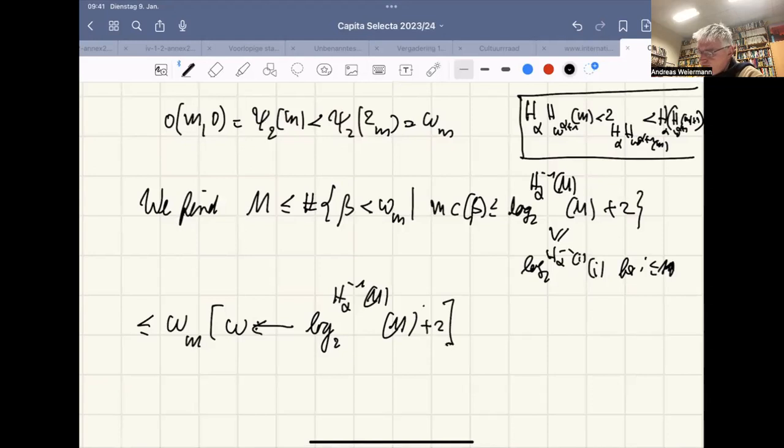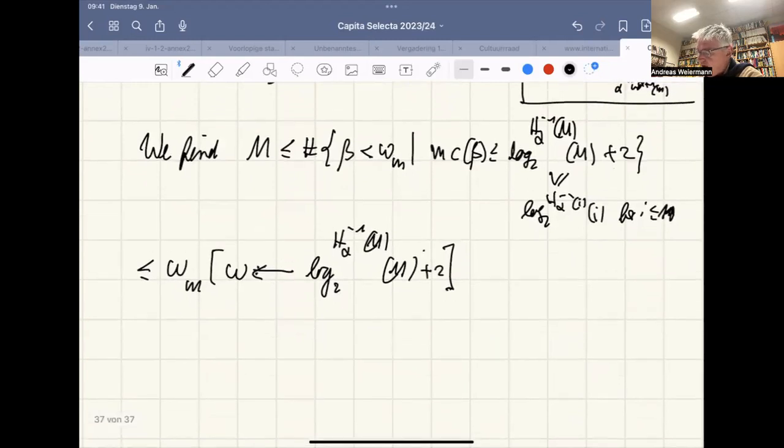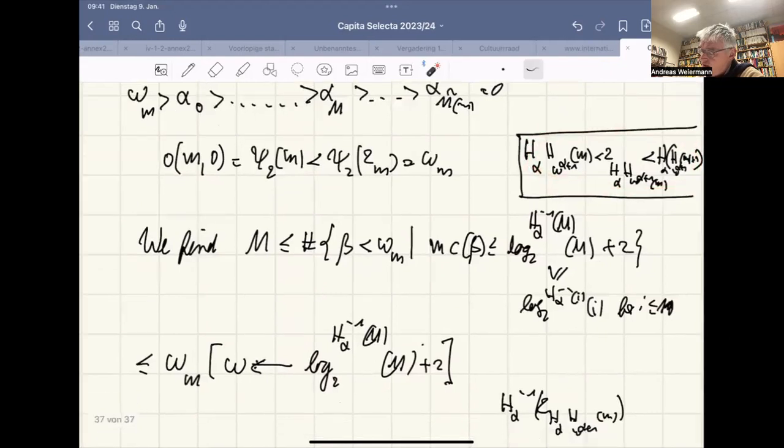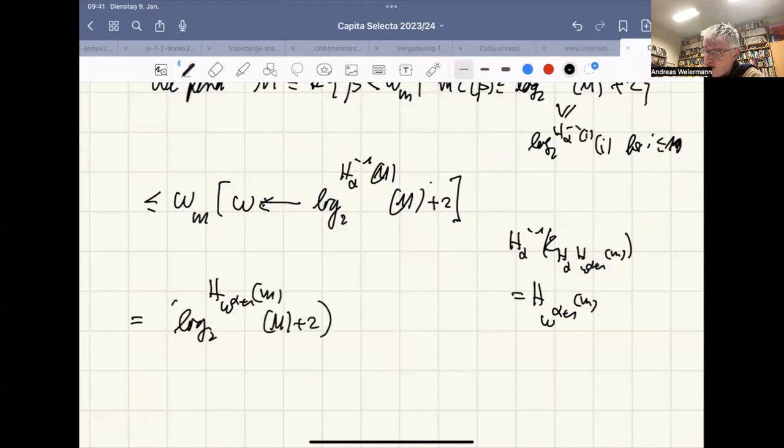So we get this estimate, and so what do we obtain? Well, what is h alpha inverse of m? So it's 2h alpha of h omega to the alpha plus 1 of m. Well, we are in this interval. So that's the same as h omega to the alpha plus 1 of m. So that's the same as we take the function log 2 of h omega to the alpha plus 1 of m plus 2. Then we take a tower of height m divided to number 1.